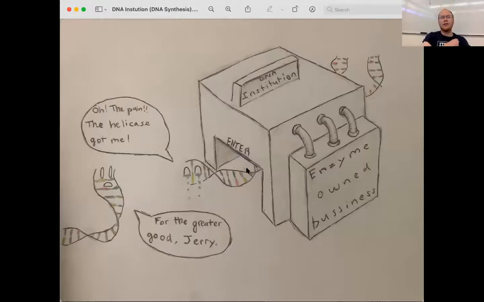Check out this cartoon. So here we see DNA institution breaking apart our DNA so that these enzymes can actually break apart DNA and do DNA synthesis. So pretty funny. And this one is, of course, crying because he's being torn apart, but that one DNA will now be used to make 2 more DNA. It's for the greater good, Jerry. What a funny cartoon. Okay, hopefully you enjoyed that.